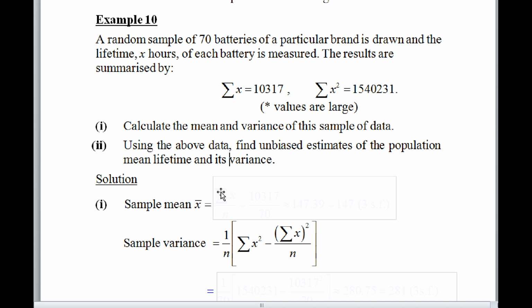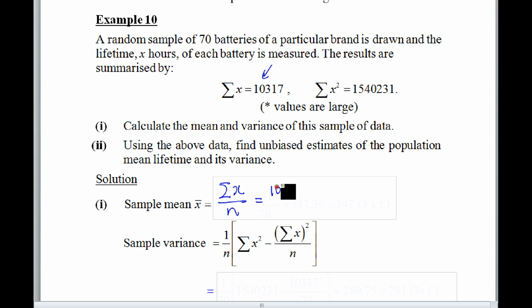Okay, example 10. A random sample of 70 batteries is drawn and X is measured like that. Calculate the mean and variance of this sample of data. Mean is just summation X over N. This one, right? Not difficult, correct?